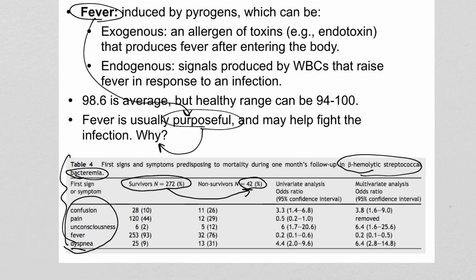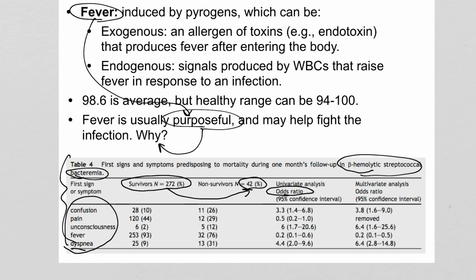And this odds ratio, this is a concept from statistics where 1 means it's average. So if the odds ratio comes out as 1, it means it doesn't matter if you do or don't have that symptom. It doesn't make a difference. If it's above 1, it means that you're at increased risk. And if it's below 1, it means you're at decreased risk.